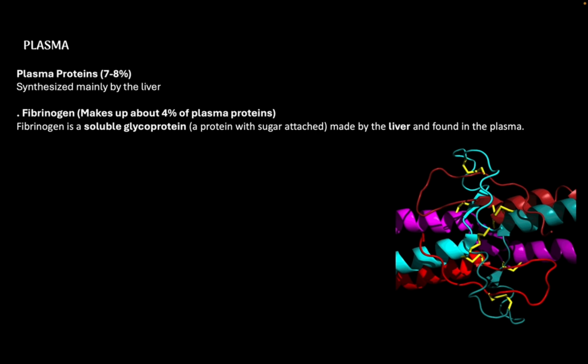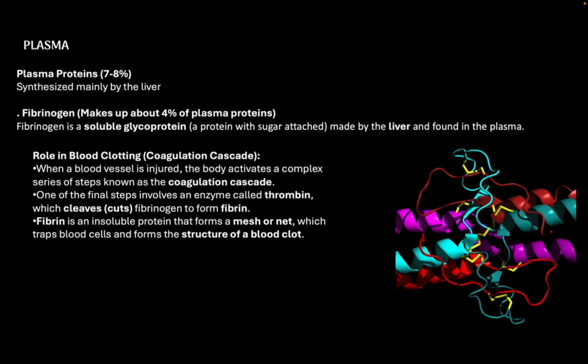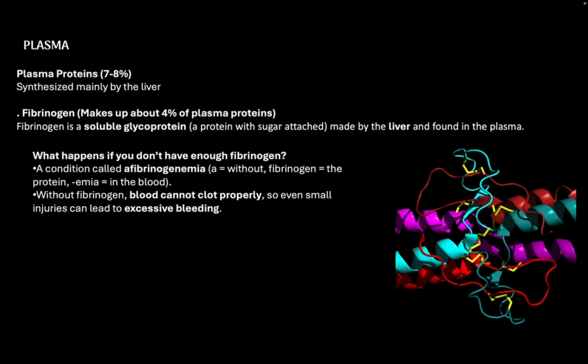It is normally dissolved in plasma, but when you're injured, your body activates the coagulation cascade, a chain reaction that leads to clot formation. In one of the final steps, an enzyme called thrombin converts fibrinogen into fibrin. Fibrin forms long strands that create a mesh, which traps blood cells and seals the injury. If you don't have enough fibrinogen, a condition called afibrinogenemia, even a small cut could lead to dangerous bleeding.